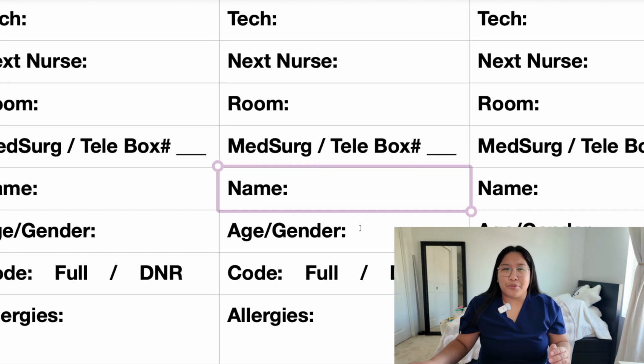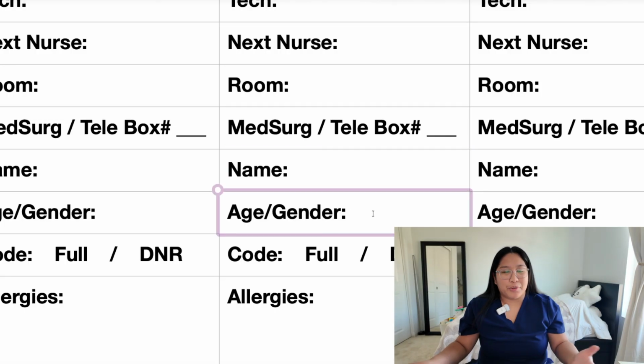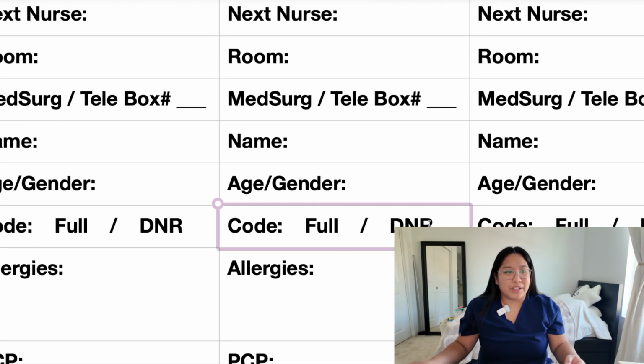Name, I don't use full names. I actually use the last name of my patient, which is kind of confusing sometimes. I've been in a situation in which I had patients with the same last name, and therefore I would actually put their full name. Age, gender, of course, you want to know how old they are, gender wise, and then full code, DNR.